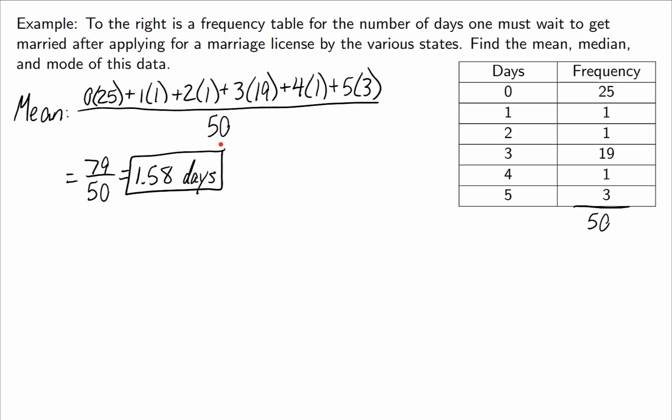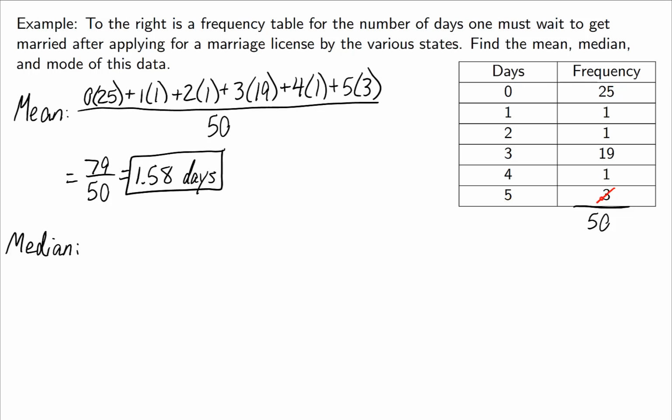Now let's calculate the median. Pay careful attention to the steps on this one. Imagine that you're looking at the data written in order. You've got 0, 0, 0, and so on. There's 25 of them. Then you see a 1, a 2, a bunch of 3s, a 4, and then 3 5s. So I'm going to start canceling on the left and the right of this imaginary long list of data.